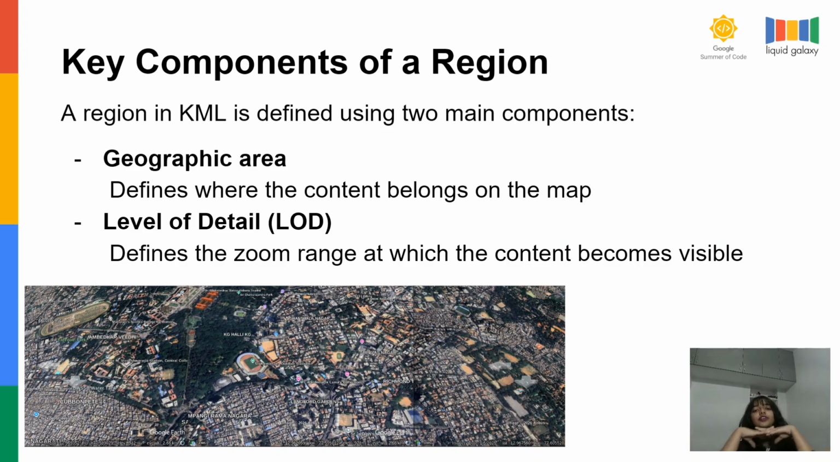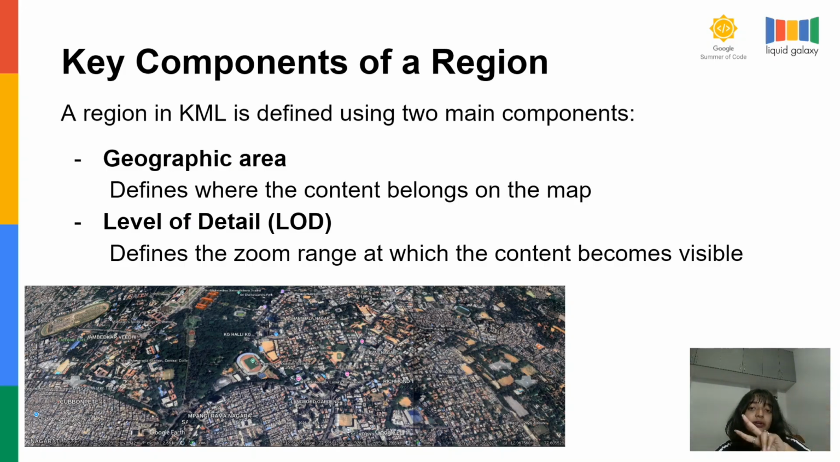Key components of a region. A region in KML is mainly defined using two core components. The first component is the geographic area. It tells Google Earth where the content belongs. It defines a bounding box using latitude and longitude values.